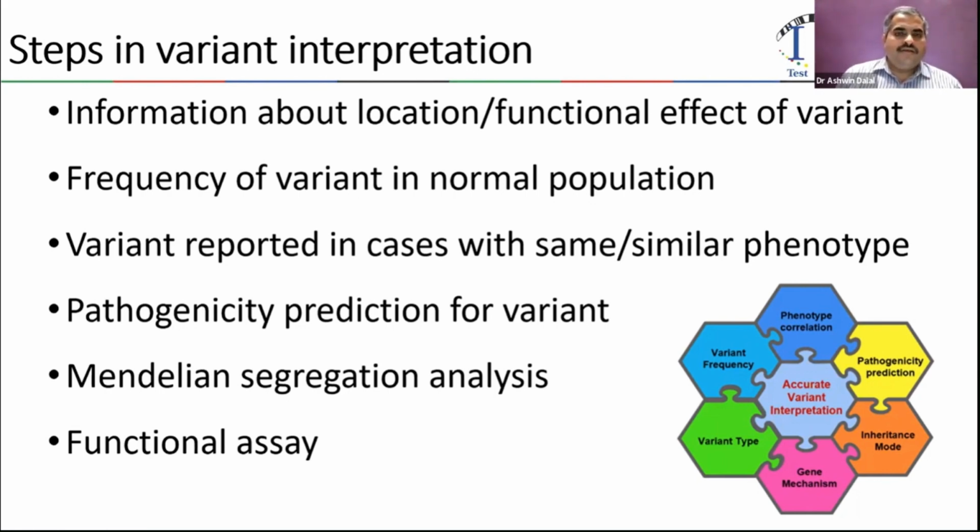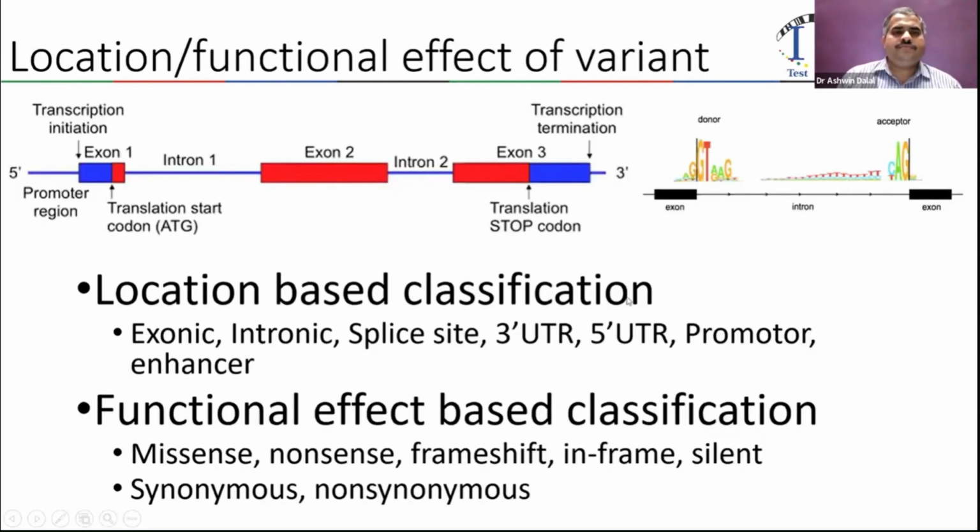So let us go point by point, and see how we are going to use each evidence to do variant interpretation. The first one is location or functional effect of the variant. Different variants can be classified based on the location within the gene. You can see a gene has a promoter, then the 5' untranslated region, followed by the translation start codon, that is ATG. Then there is a red colored exon, then an intron which is not coded, and then an exon, intron, and then the stop codon followed by the 3' UTR region. And each exon and intron has GT-AG consensus sequences which are present at the intron exon junction.